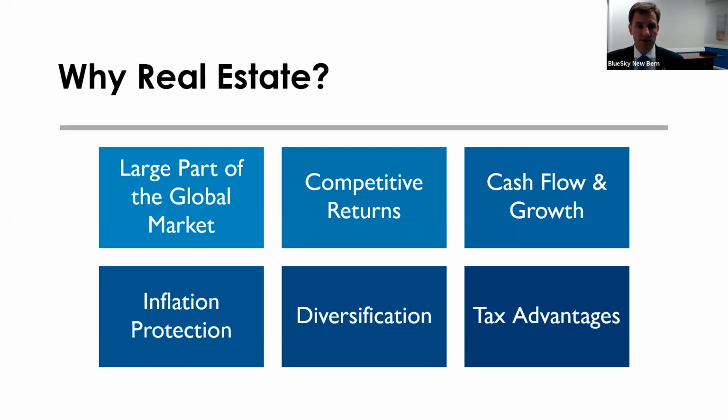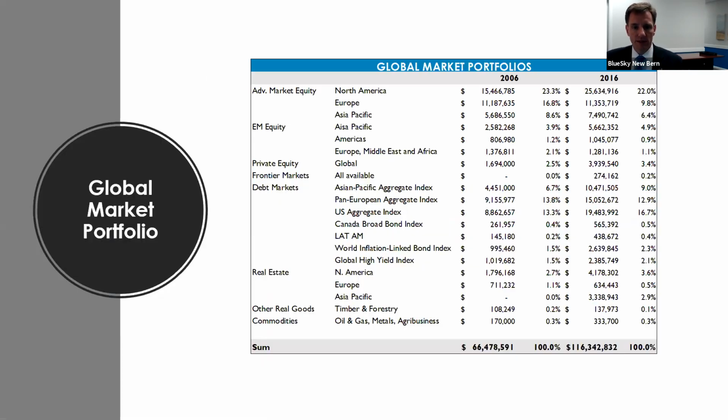So first off, why real estate? I have 6 reasons here. First of all, it's a huge part of the global market. It offers competitive returns. It offers good cash flow and growth. It's one of the best inflation hedges. It offers diversification to normal stocks and bonds. And of course, one of my favorites is the tax advantages. So let's explore each one of those in a little more detail.